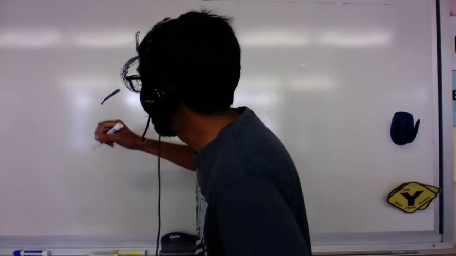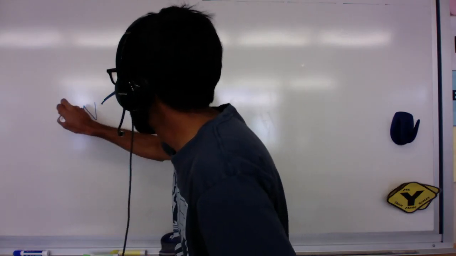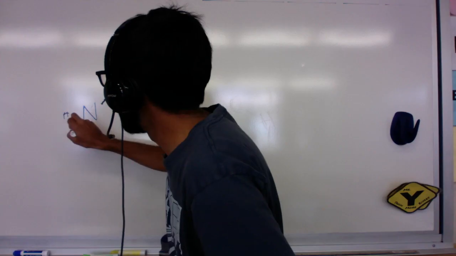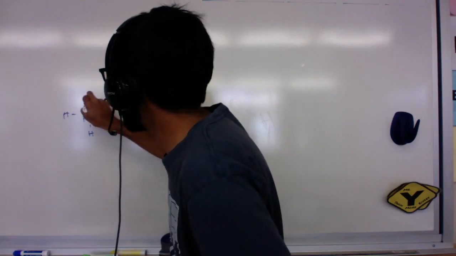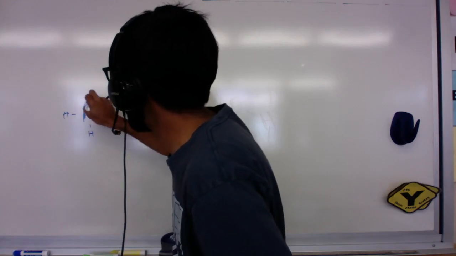So add an N and an H2. So N, and then it's bonded to two hydrogens. And I'll draw them like so. Okay. And stuff might not show up on this board especially well. I'll do the best I can with the markers that I have.